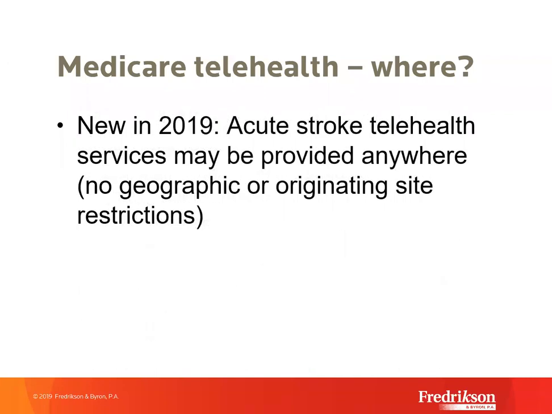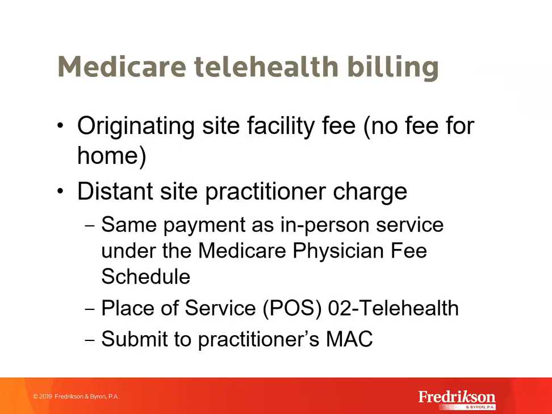I'm going to go over a couple of the updates that we've seen both last year and then what we will see in 2020, because I think that even the ones that came out last year are still not terribly well known to everyone. Again, new in 2019, we have teleneuro for stroke services. Acute stroke services can be provided anywhere, no geographic or originating site restrictions. So any jurisdiction, any location, whether they're home, work, and you don't have to be in essentially a rural area.